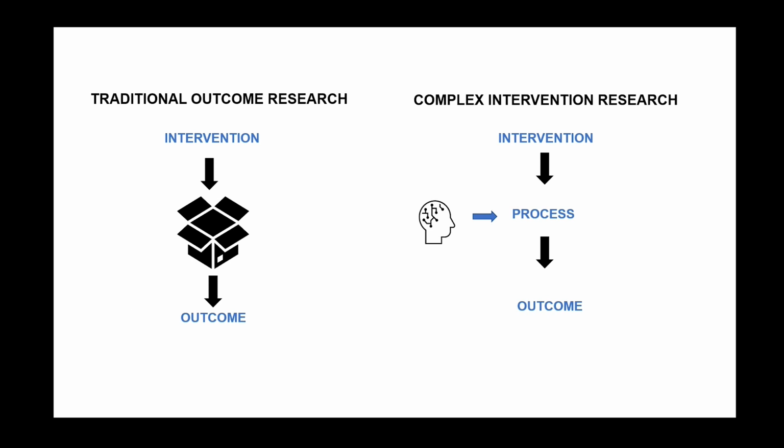So in traditional outcome research, you have an intervention and then an outcome, and there's largely a black box in between. And the recommendation, especially for complex intervention research, is to unpack that black box to be able to look at the processes by which the intervention leads to the outcomes of interest or not.